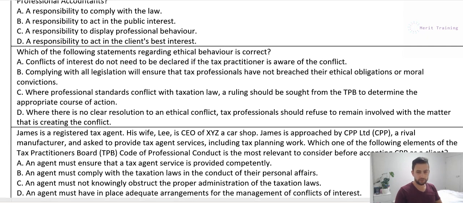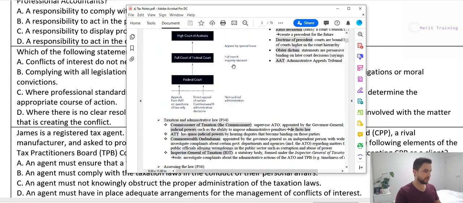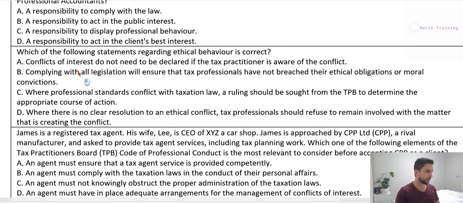Alright, let's go through these one by one. It's not really something that we can refer to specifically in the notes, because it's more of an overarching issue which you understand by watching our video on the topic. So we're just going to have to use logic for this particular question. So let's go one by one.